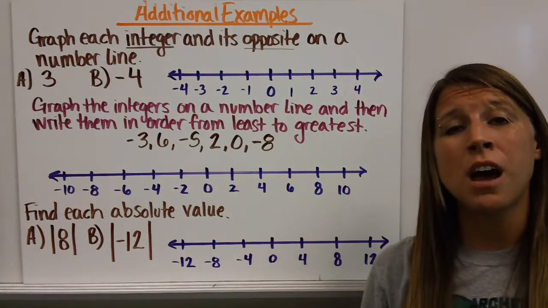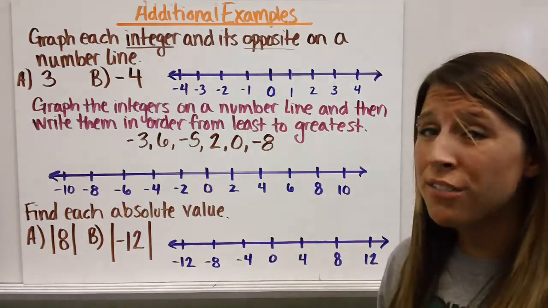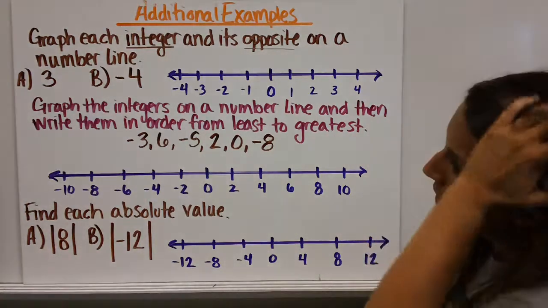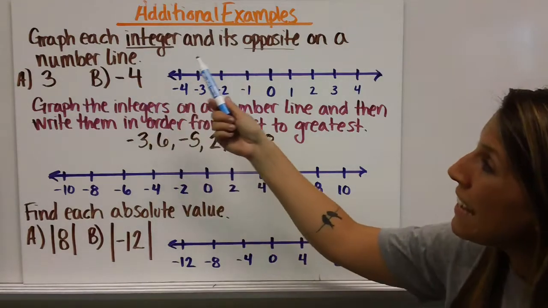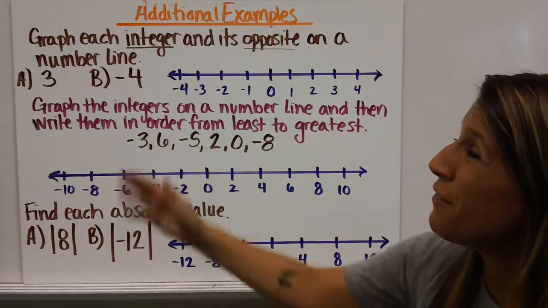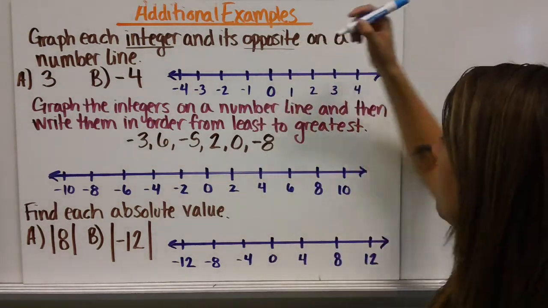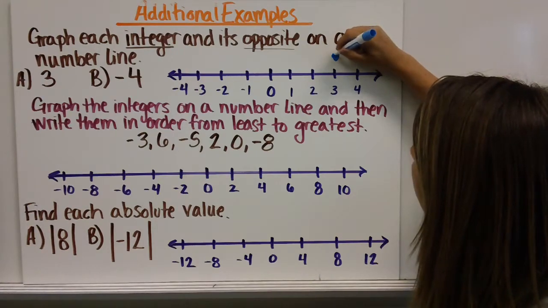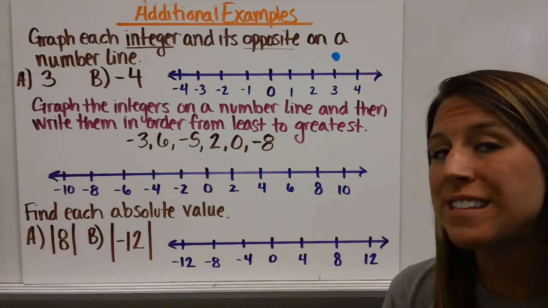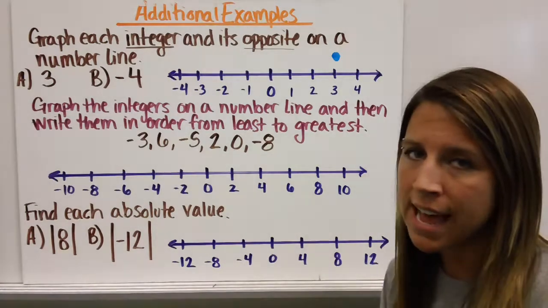So just to finish up, here are some additional examples to help you with your understanding in case you haven't ever worked with integers before. The first example says, graph each integer and its opposite on a number line. The first one it wants us to graph is 3. So I locate 3 on the number line, I graph it, and then I graph its opposite. Its opposite is the same distance from 0, but on the other side of 0.